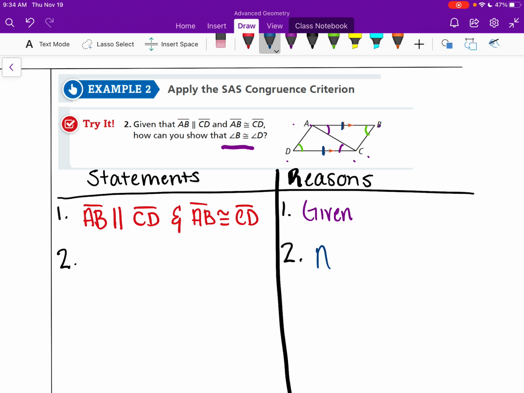They're alternate interior angles. Remember that? That's going to come back up. So let's write that out. I'll leave it in blue because those two things go together.